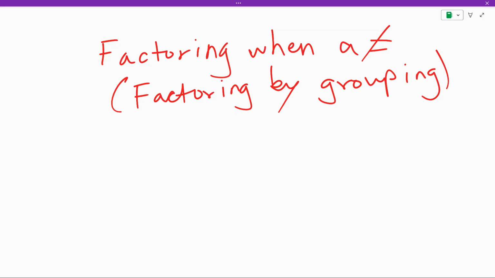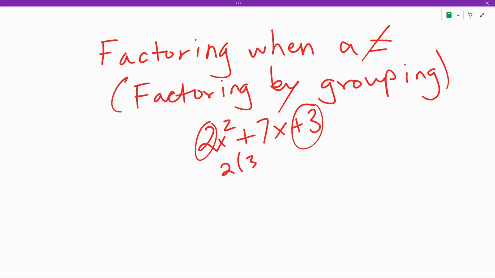For example, let's say we have 2x squared plus 7x plus 3. The first step is to multiply a and c, where a is 2 and c is 3. Two times 3 gives 6. So now we have to find two numbers that multiply to 6 and add to 7.